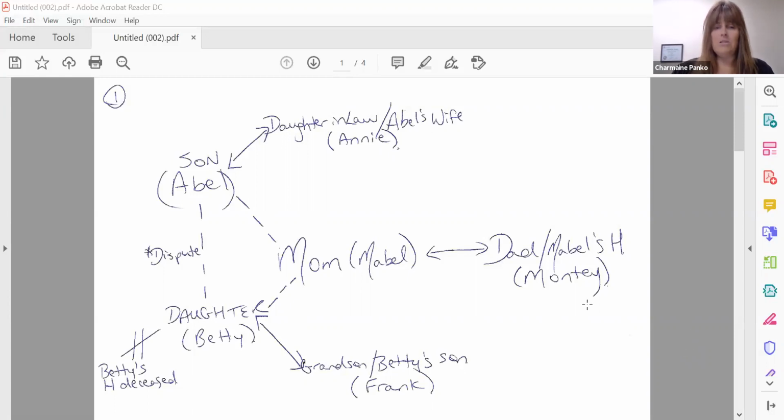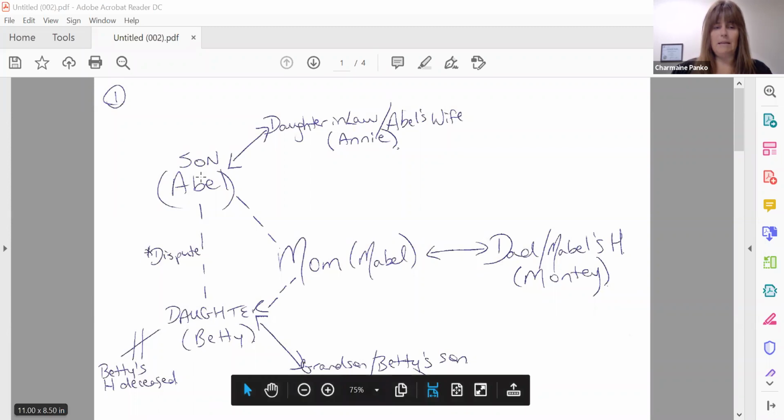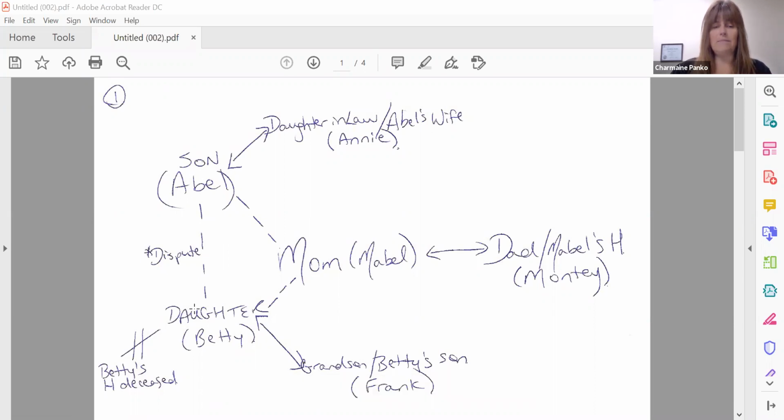So this is a situation involving Mabel, and Mabel is mom, because it is Abel and Betty, the son and the daughter, who have come to me asking for mediation because they do not see things the same way with respect to mom and having care provided to her.